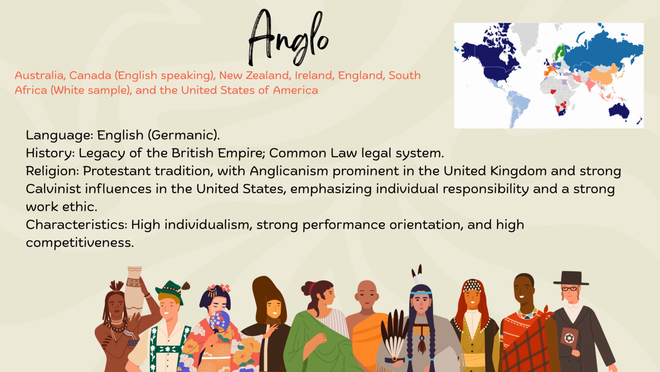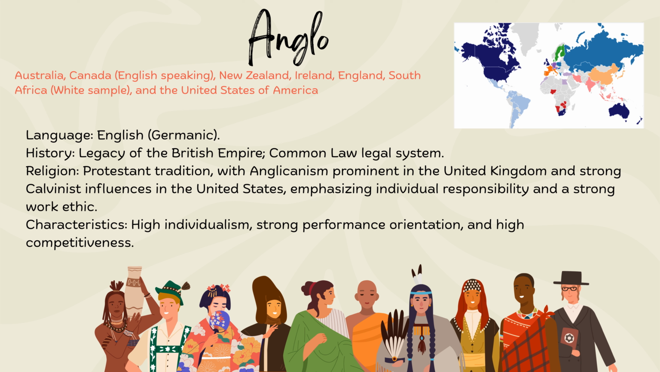Now let us look at the Anglo cluster, which consists of the United Kingdom, the United States, Australia, Canada, New Zealand, Ireland, and the white population in South Africa. The first common foundation here is language. All of these countries share English as the dominant language, belonging to the Germanic language family.